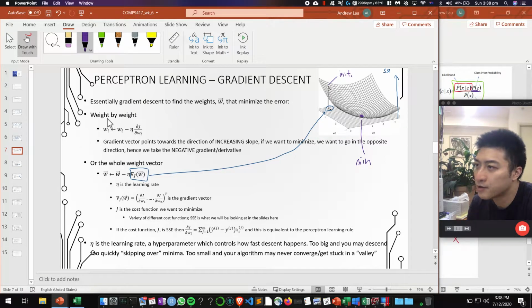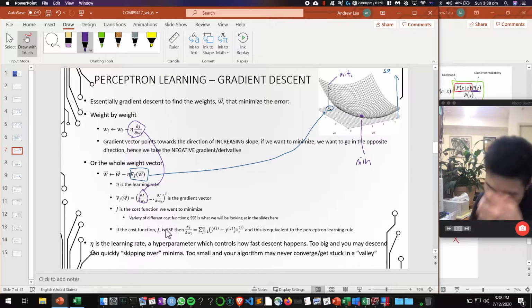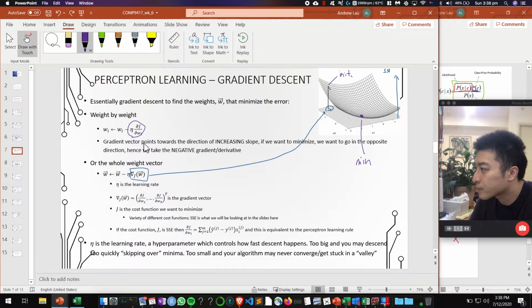So we can consider it weight by weight. This here is a vector that points in the direction, but you can also consider it component-wise. Instead of the gradient vector, you can look at each component individually. The gradient vector is actually composed of the individual component-wise partial derivatives anyway.